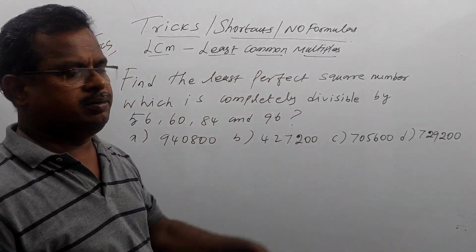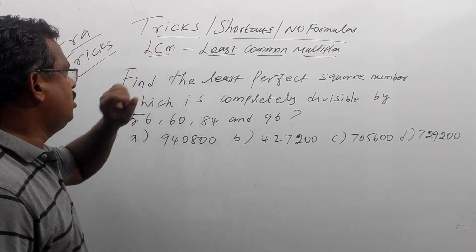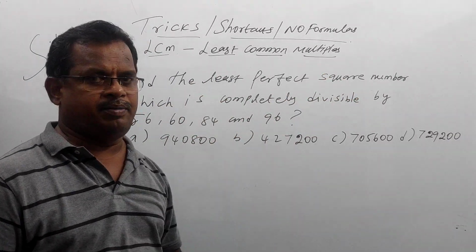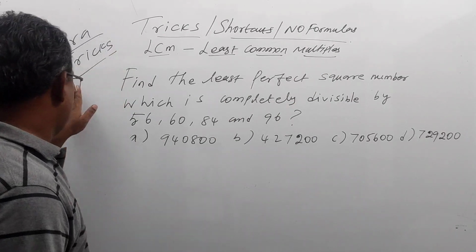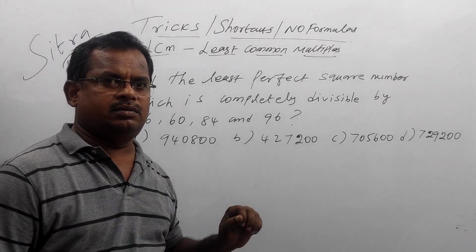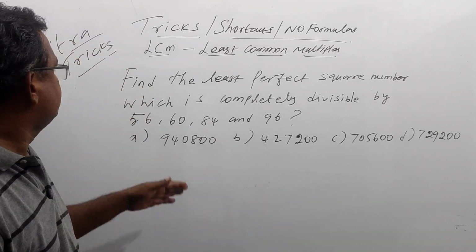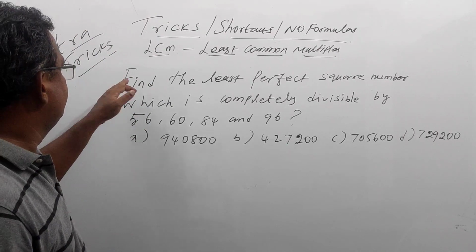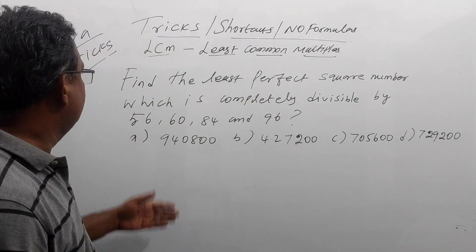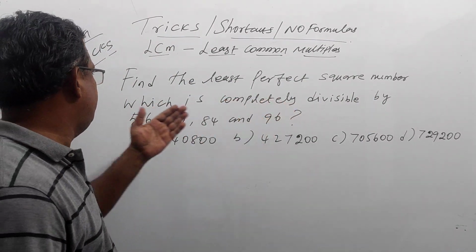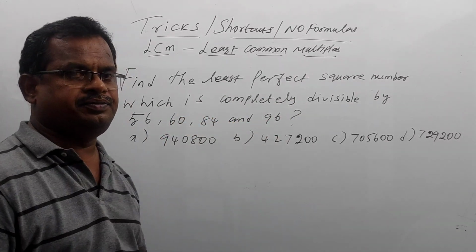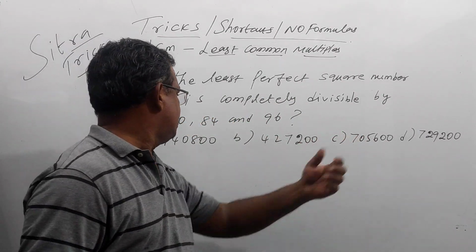LCM, least common multiple. I use tricks and shortcuts, not formula-based methods. Today I am going to teach a sum from LCM. The sum is: find the least perfect square number which is completely divisible by 56, 60, 84 and 96. The options are also given.